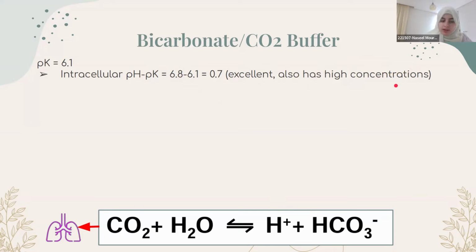What about extracellular? We said extracellular pH is 7.4, and the pK here is 6.1. This means that the difference is 1.3. Now this isn't good, right? This means that this buffer doesn't work. But I was just saying a few minutes ago that this buffer is actually excellent and we depend on this one. How is that? Any wild guesses as to why we still use this bicarbonate carbon dioxide buffer, even though I'm telling you that the pH-pK difference is high? Any wild guesses as to why that's happening?